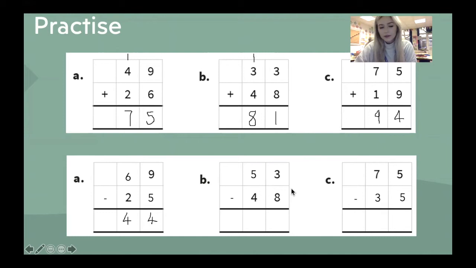Moving on, I'm going to start in the ones column for this calculation as well. 53 take away 48. 3 take away 8.